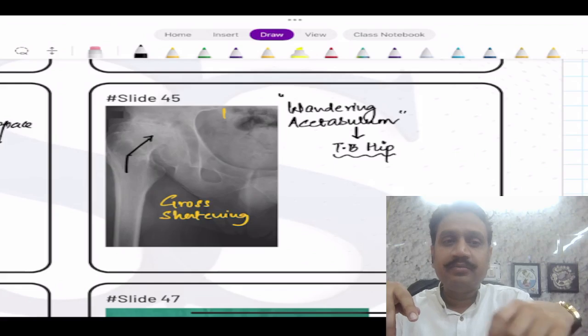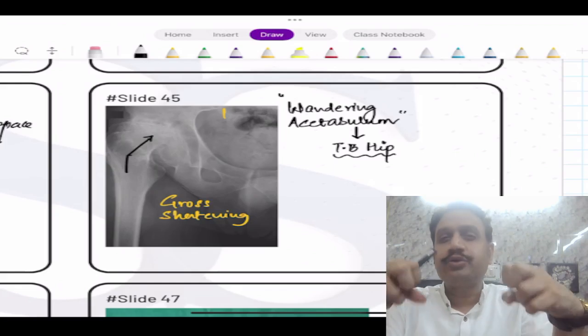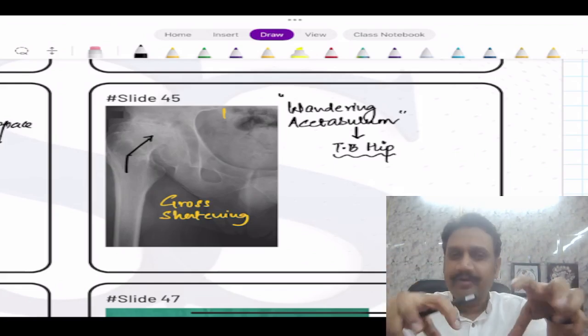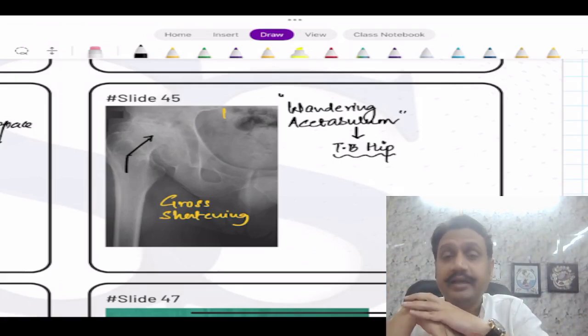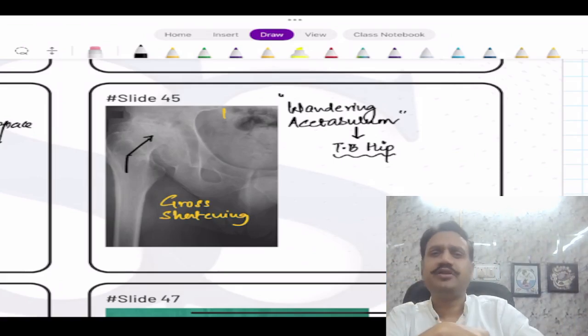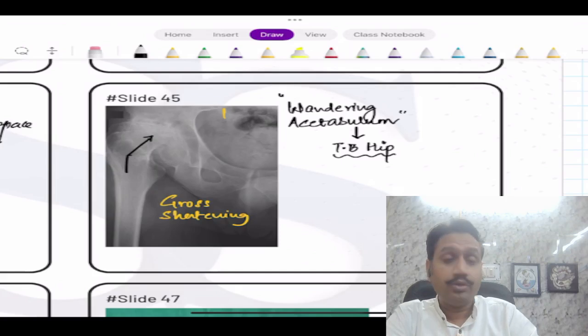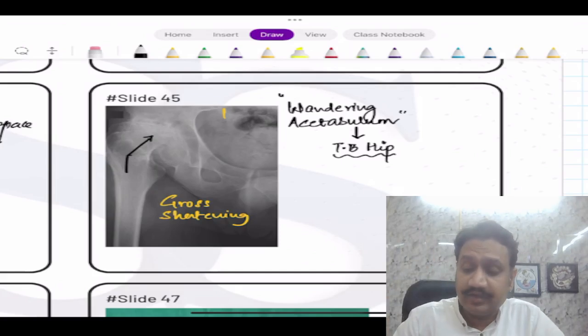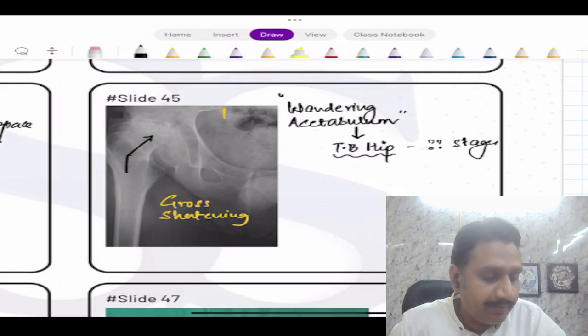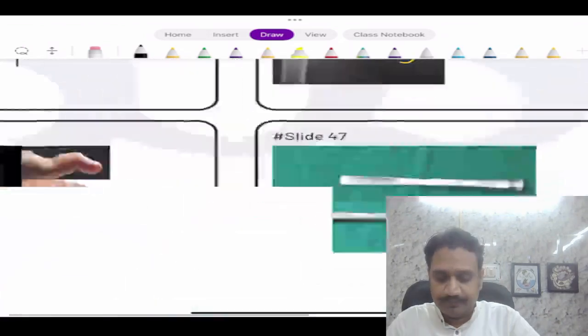So wandering acetabulum, the hip is showing you severe destruction. The proximal femur has been pulled up, and the person is going to have gross shortening. Again, a feature of tuberculosis, different stages we have, right? So from the theory point of view, please don't forget to read about the stages of TB hip. Please do recall from your notes the stages of TB hip. They are very, very important.